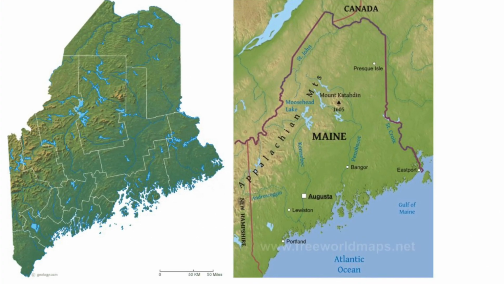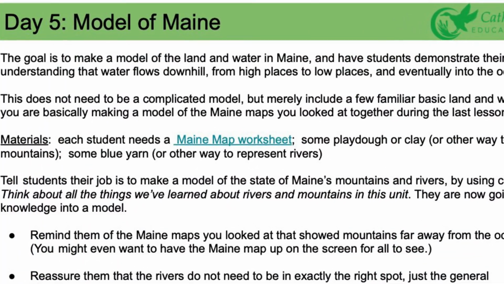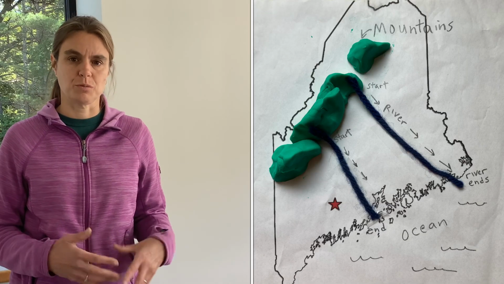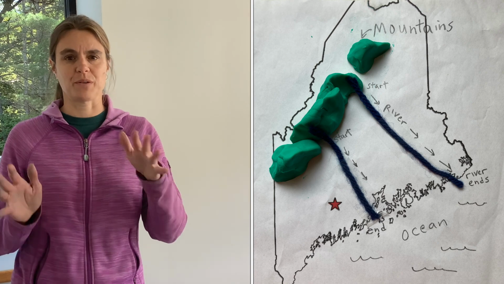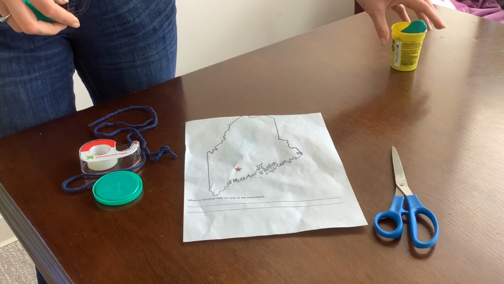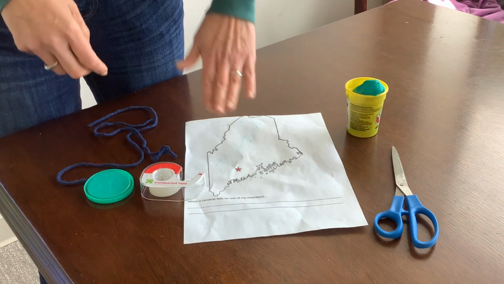So on day 4 or 5 of this unit, you're going to be doing some mapping of mountains and watersheds in the state of Maine. And so this is the model your students will produce at the end. It's very, very basic. It basically shows that there are mountains and then the rivers flow down the mountains to the ocean. You're going to need for this activity some tape, something to make mountains.